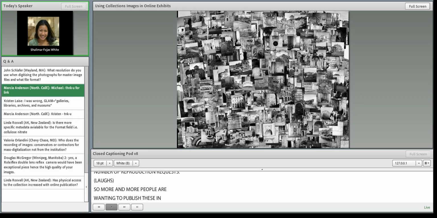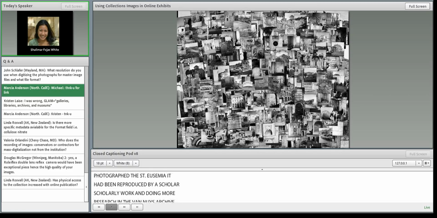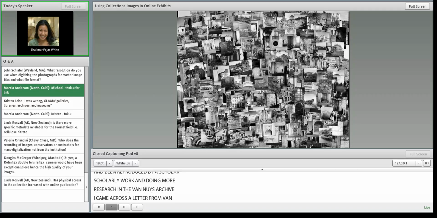And as I mentioned, just as an aside early in one of my slides, Artamonoff's photographs of St. Euphemia actually had been reproduced in the scholarly publication by the archaeologist A.M. Schneider, but he had never been credited for them. And in doing more research in the Van Nuys archive, I came across a letter from Van Nuys where he tells another scholar that wants to use Artamonoff's photographs, whatever you do, definitely credit him, because he got kind of cheated out of that credit in the Schneider publication.